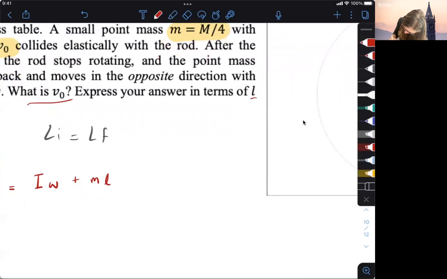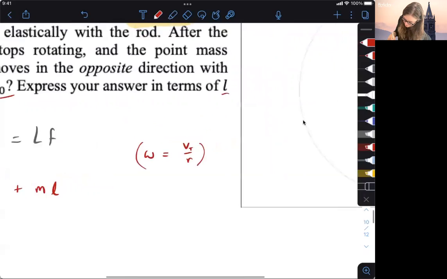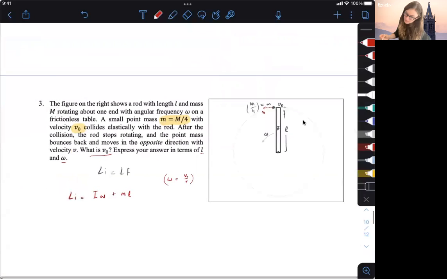So it would have some angular velocity theoretically if it was spinning around there, but we can model it as v over r. We're just modeling it as this instantaneous tangent velocity to the circle. This might be a weird assumption for some of you guys, but okay.